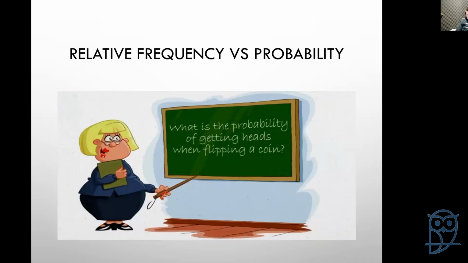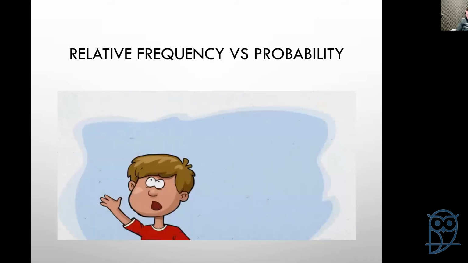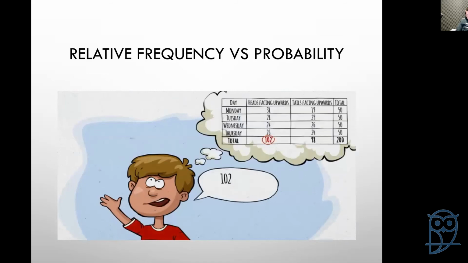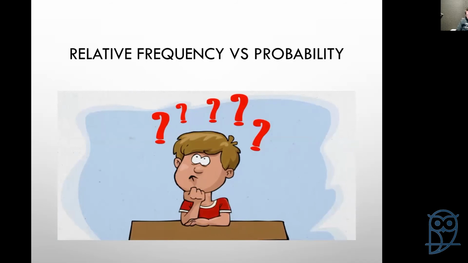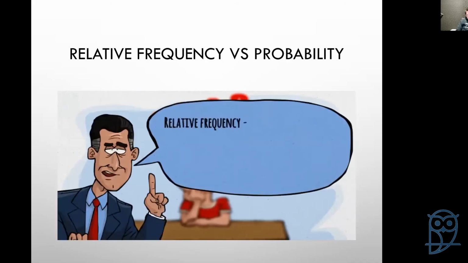The teacher then asks for the probability of getting heads when flipping a coin. Roger answers proudly with his results of 51%, since 102 divided by 200 equals 51%. The teacher says that he is incorrect and that the correct answer is 50%. How can this be? What Roger has told the teacher is the relative frequency. Relative frequency refers to the proportion of heads facing upwards out of the trials that he performed.